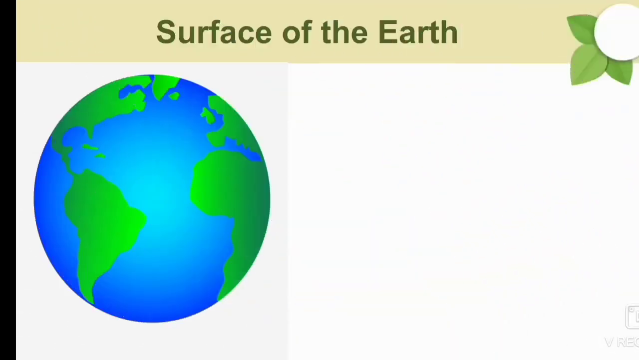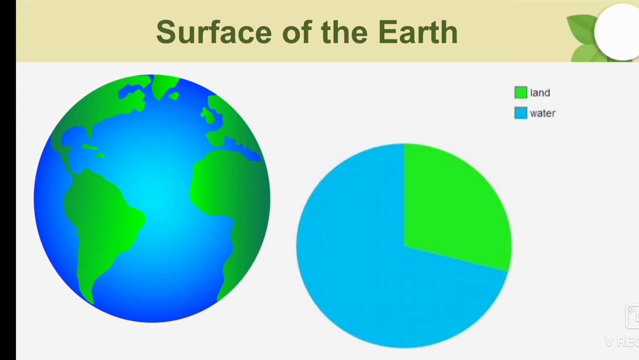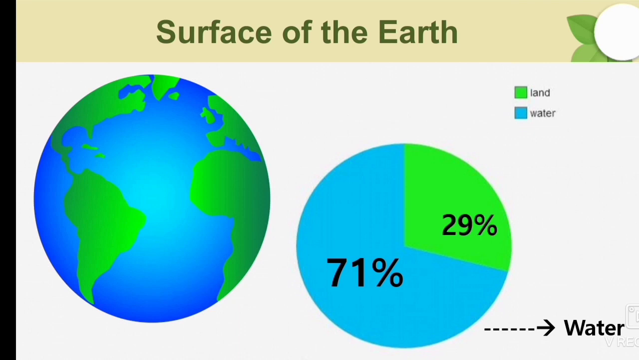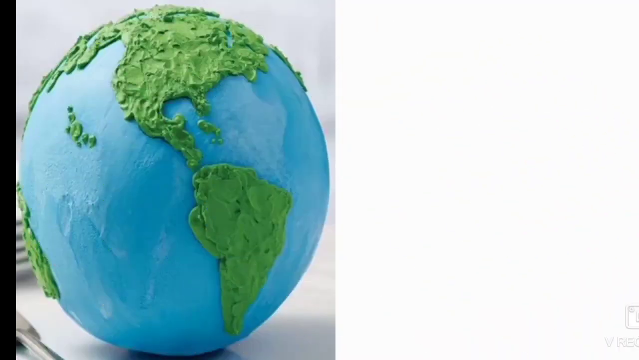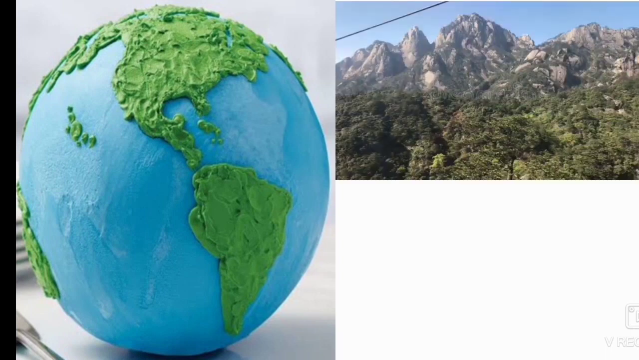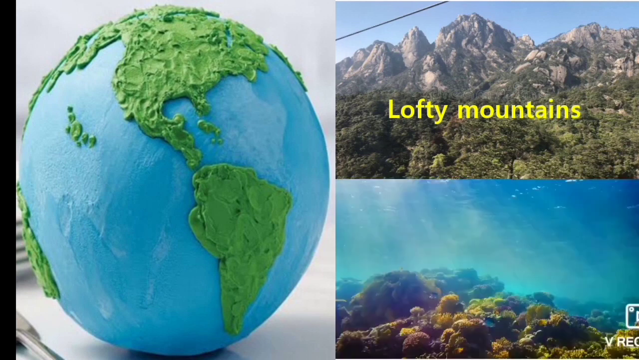Students, you know that the surface of the earth is covered by water and land. Water occupies 71% of the earth's surface and land occupies 29%. Students, the surface of the earth is not even because the earth has lofty mountains, which means the highest mountains, deep oceans and other landforms.